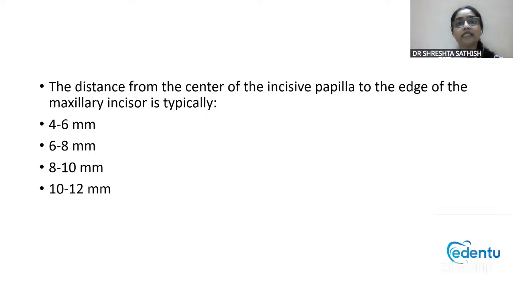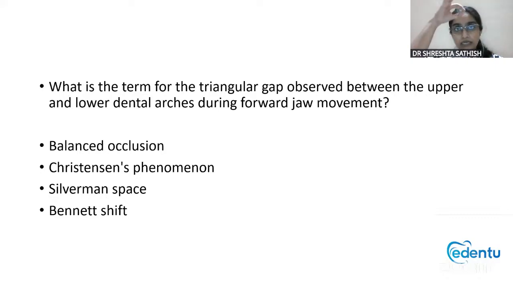The distance from the center of the incisive papilla to the edge of the maxillary central incisor is typically what? In this case, we can divide the incisive papilla into three portions: the tip, the center, and the end. It has a teardrop shape. The thinnest portion is the tip, then the center, and the bulkiest portion is the end.